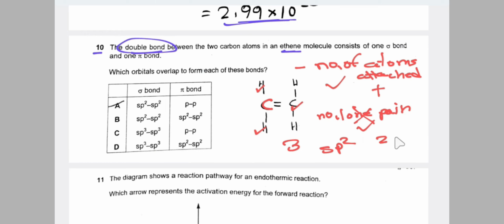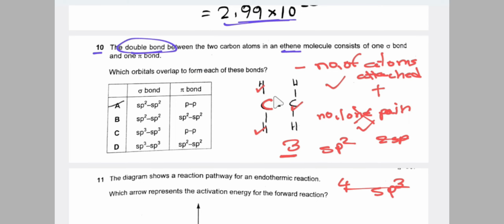If there are 2 atoms, then sp. If there are 4 atoms, then the first is always s, and the rest of the number, 3, is p, that is sp3. So for now 1, 2, 3, so 3 atoms, that is sp2 hybridized.